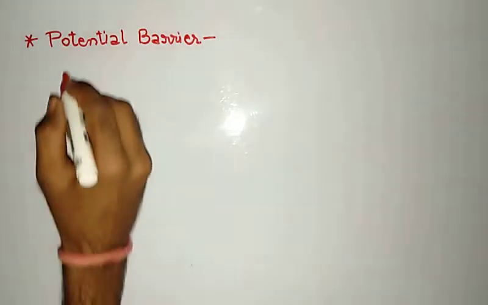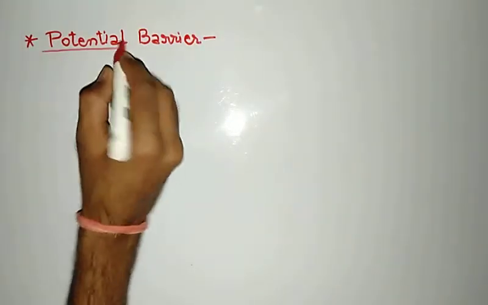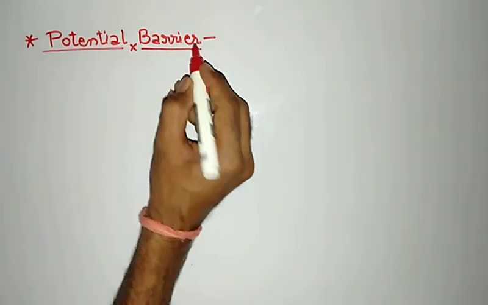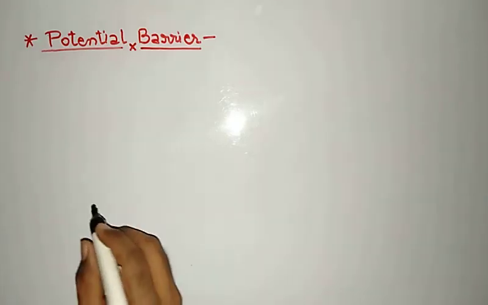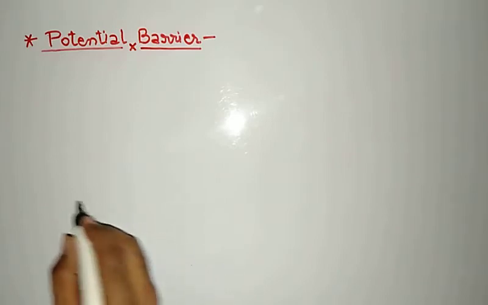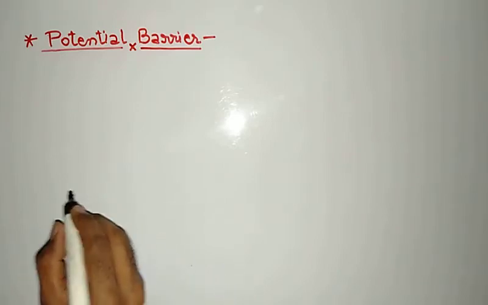Now let us start potential barrier. As we have solved potential step, just like we will solve potential barrier. This is also an application of Schrodinger equation in one dimension. For this, we will again look at how the potential looks.